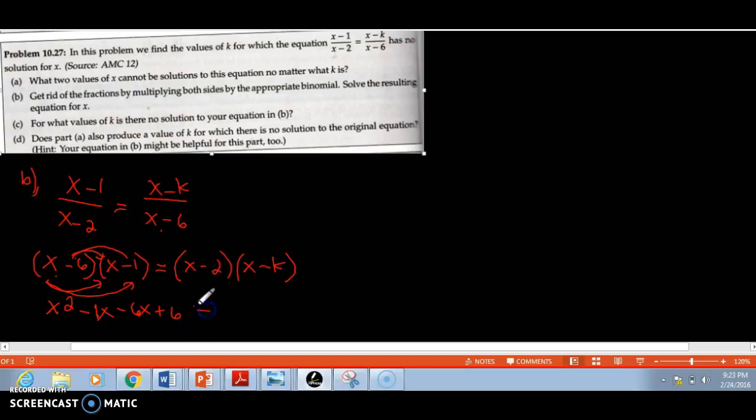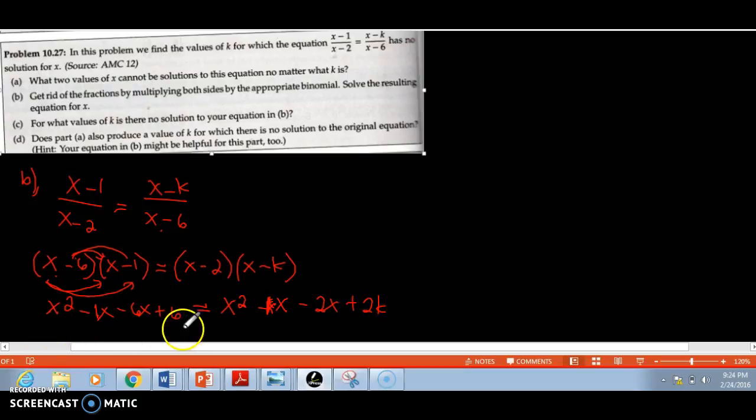Now let's do the other side. Multiply x times x, you have x squared. X times negative k, you have minus xk, or kx. You should have written that as kx. Alright, that's kx. Just take note, that's kx. And then now you're done with x, you do negative 2. Negative 2 times x, you have negative 2x. And then negative 2 times negative k, you have positive 2k.